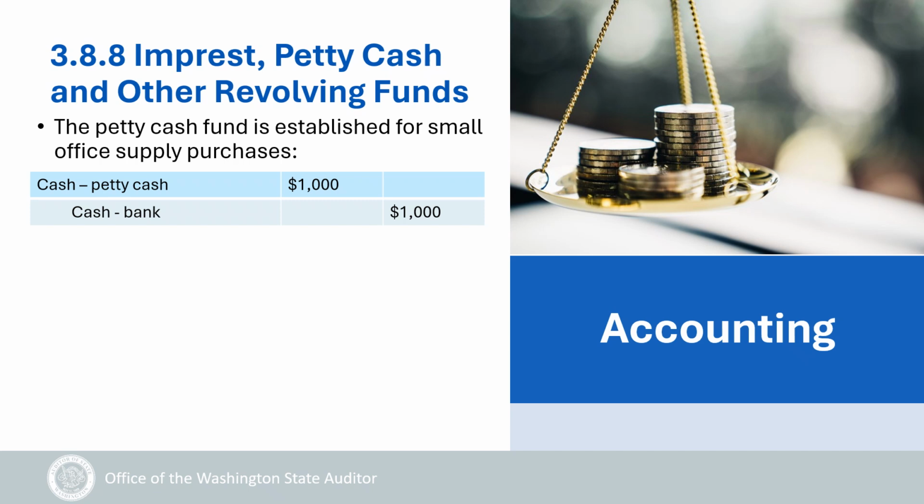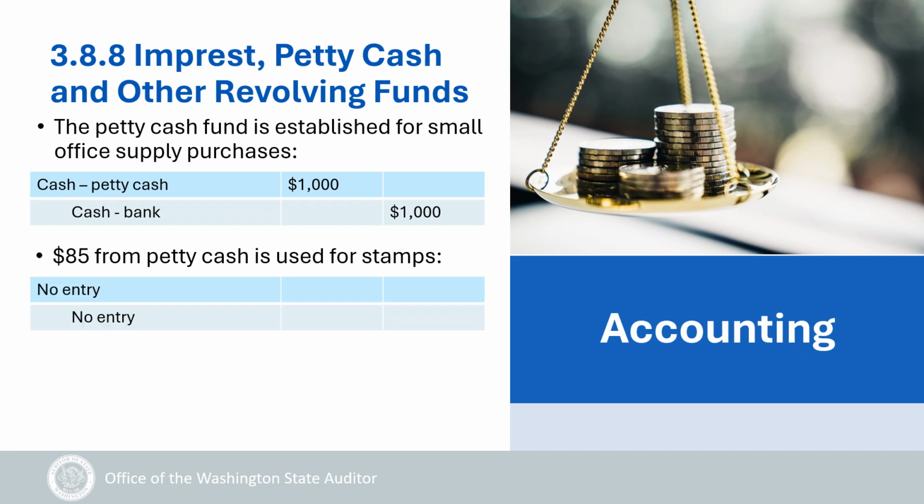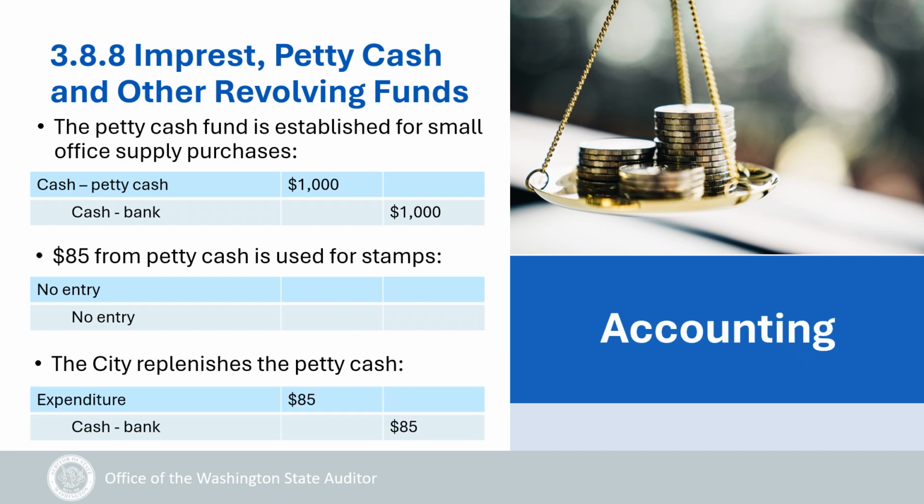Now, an authorized employee uses $85 from the petty cash to purchase stamps. There's no entry at this point, but remember to retain your receipt for the reconciliation. When you complete the reconciliation and replenish the cash, this is when you record the expenditure. This is why it is so important to reconcile monthly and at year end to ensure you are reporting expenditures timely and in the right period.